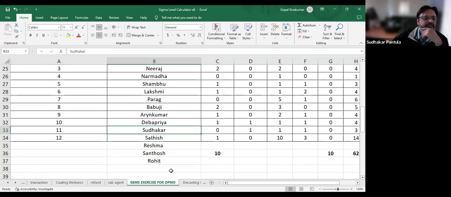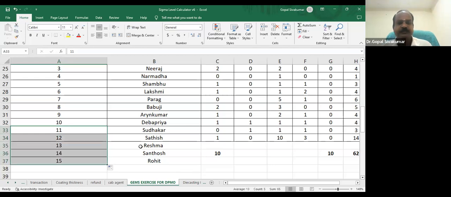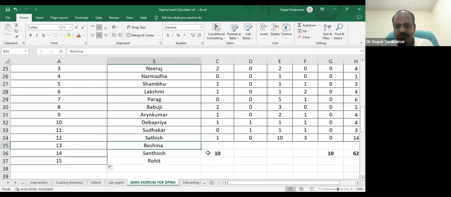Can you exclude me? I don't have gems here. Sudhakar. Okay, no problem. All right, no issues. If you have gems, we'll collect your data.